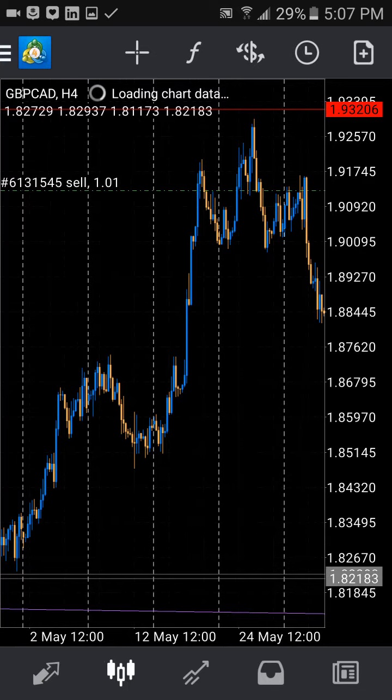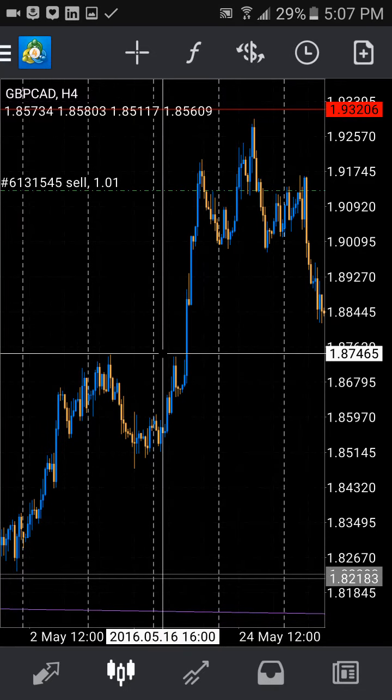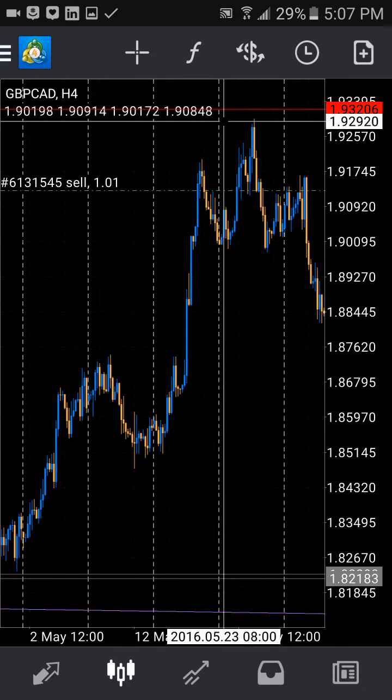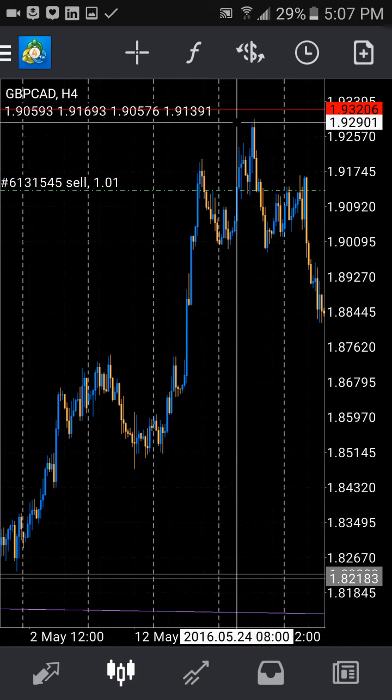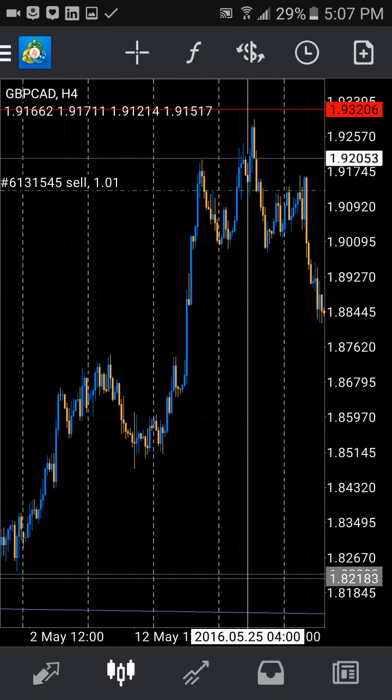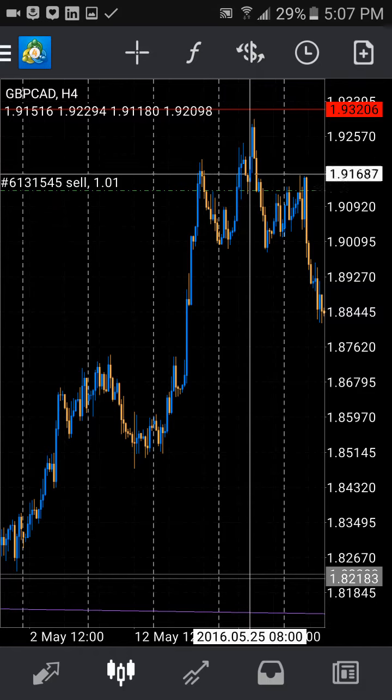It didn't hit my pending order. It came pretty close to it, as you can see right here. It came pretty close, but I did not get it that first drop right here, so I missed this. So I said I would wait.